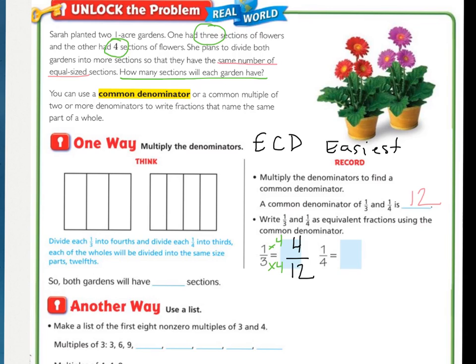So now we need to make 1/4 have the denominator of 12. What did we need to do to that 4 to make it 12? We had to multiply it times 3. So we also have to do that to the numerator. 1 times 3 equals 3, and 4 times 3 equals 12. So then, if we answer the question, both gardens will have how many sections? They're only asking for the common denominator. They will have 12 sections.